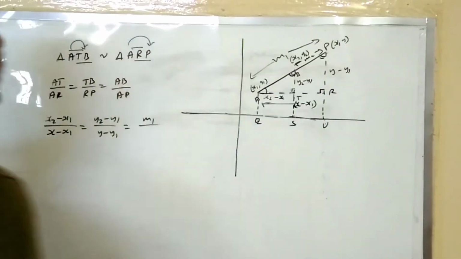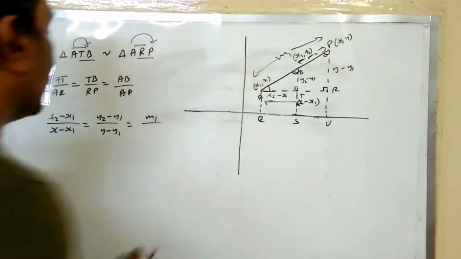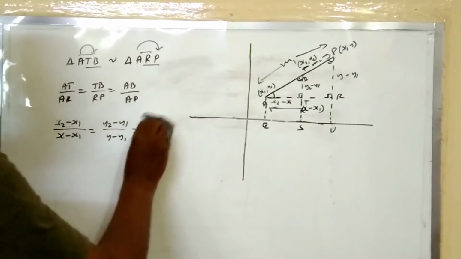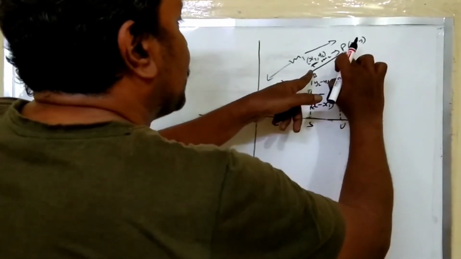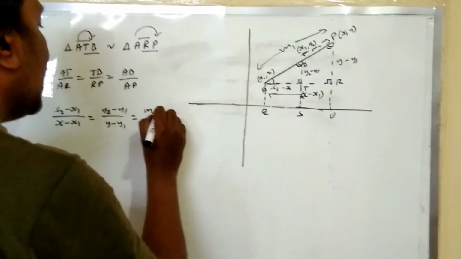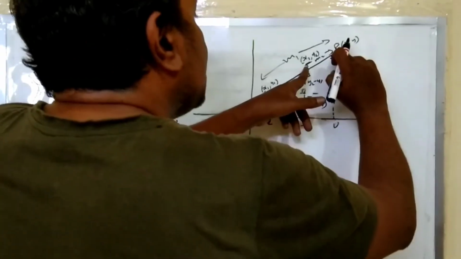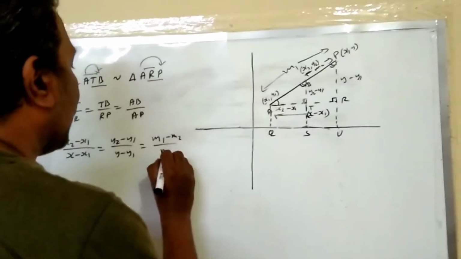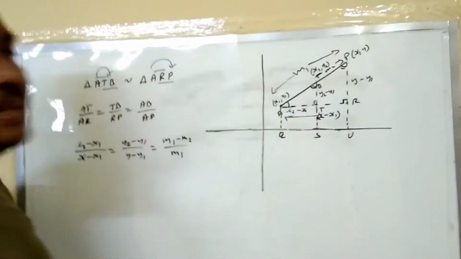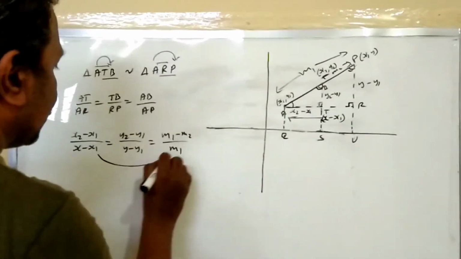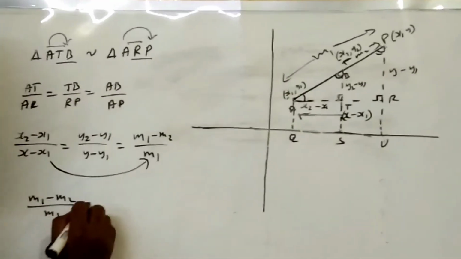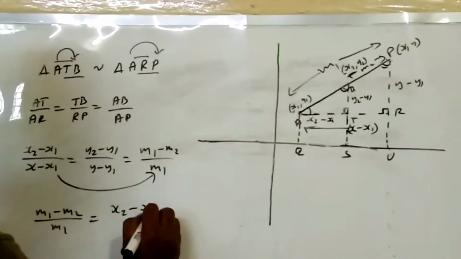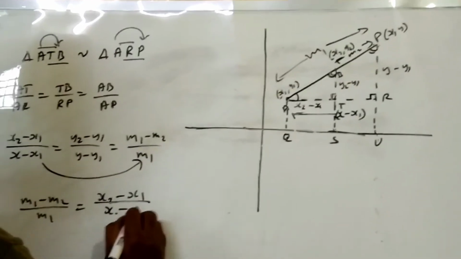What about AB? AB is equal to up to here M1, up to here M2. So M1 minus M2 gives AB. What about AP? AP is M1. From A to B, the length is M1. Now compare these two. M1 minus M2 by M1 is equal to x2 minus x1 by x minus x1.